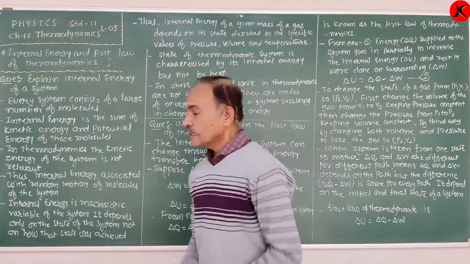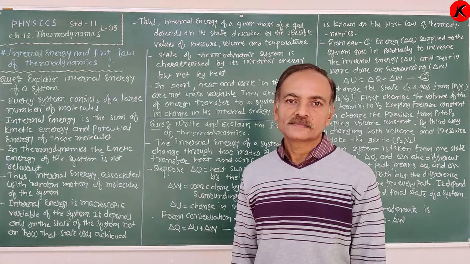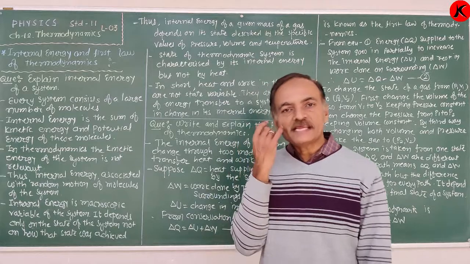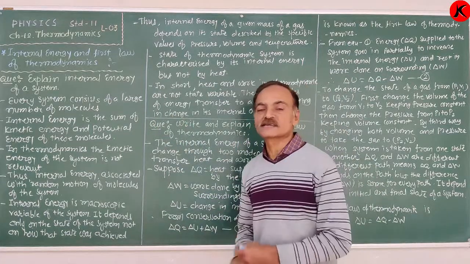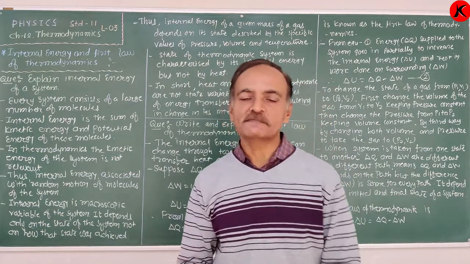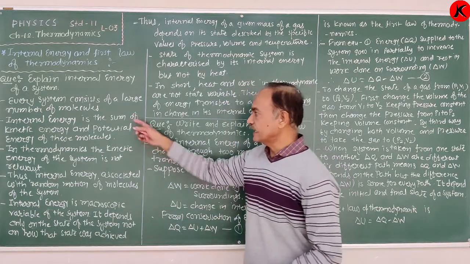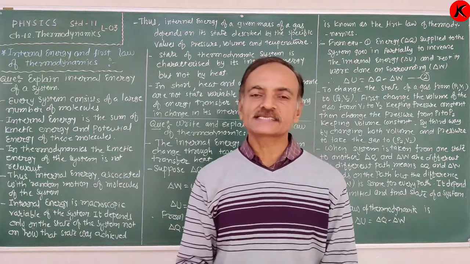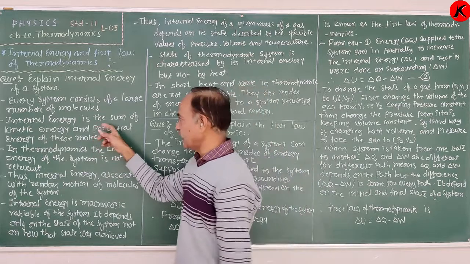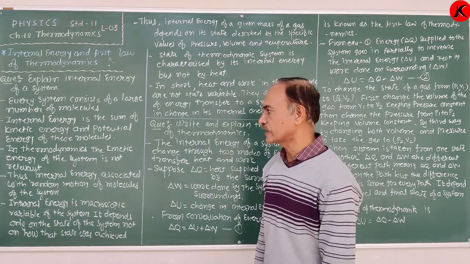Now our question is: explain the internal energy of a system. Now, we know that every system consists of a large number of molecules. Here we consider the gaseous system. So, a gaseous system is made up of a number of molecules. And internal energy is the sum of kinetic energy and potential energy of the molecules.